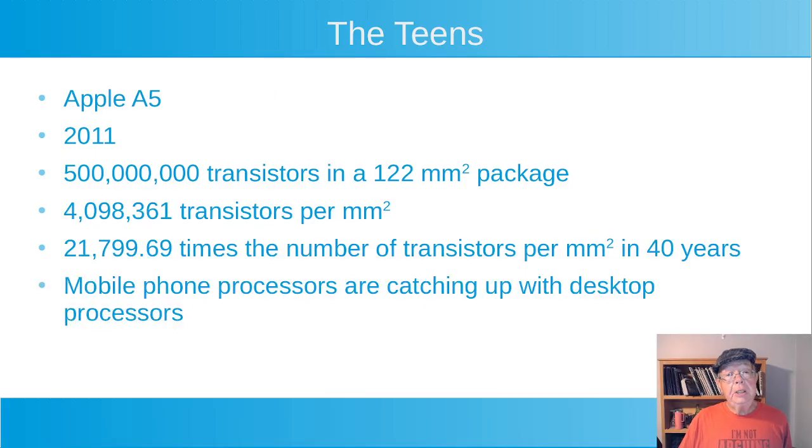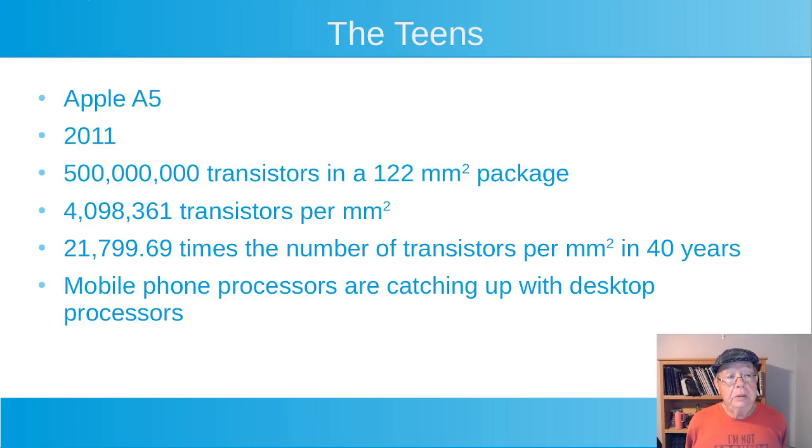Then we get into the teens. At this point, I'm switching to Apple because besides AMD and Intel, Apple makes a lot of chips. They sell a ton of chips. The Apple A5 came out in 2011. It had 500,000 transistors on a 122 millimeter square package. Now notice that the package is smaller, but this is a cell phone chip.